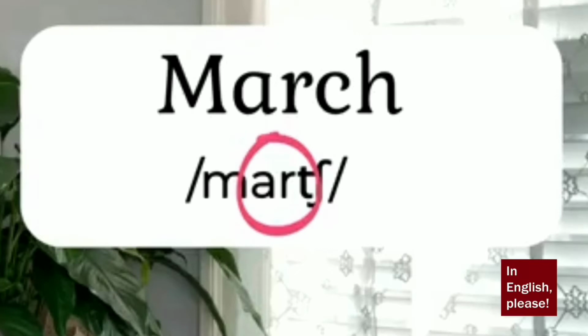March. You have to pronounce the A sound first and then R. March is the third month of the year. March is the third month of the year. March. Repeat after me. March. So it's not March. March. You have to pronounce it a bit longer. March.